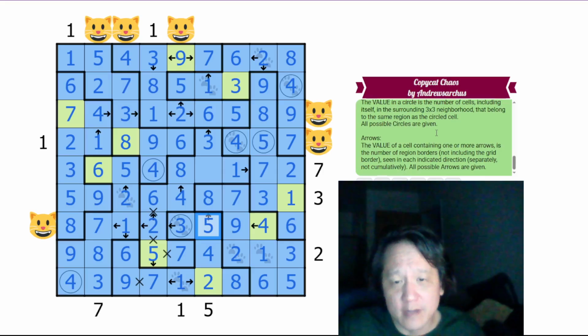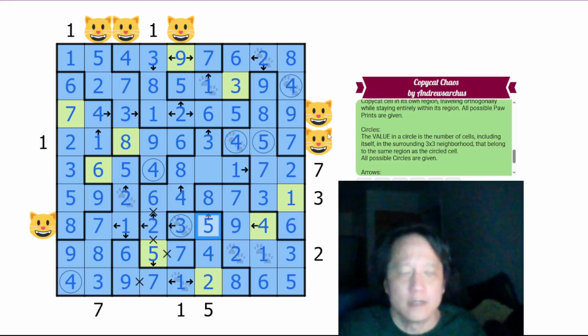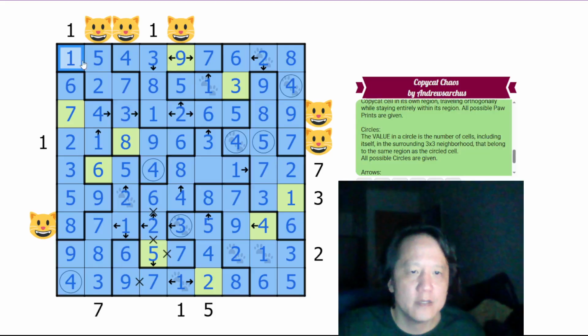Again, negative constraints. Okay. Region 1. This has 3, 3, 5, 4, 5, 4, 5 here, and then 4 here, and then 3 here. The 4 does satisfy the circle.